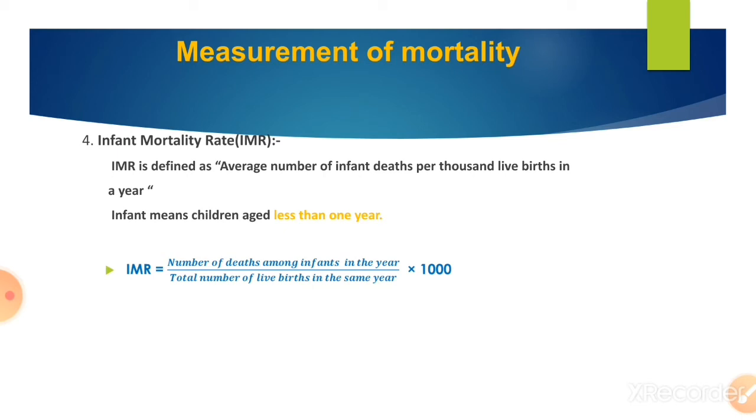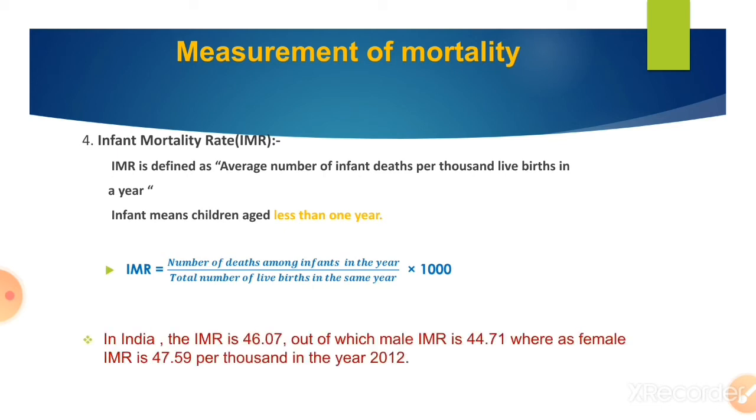Stillbirth refers to a child which is dead even before delivery. The rate can be calculated for males and females separately. Here, IMR indicates the level of health, nutrition and socio-economic development of a region. In India, the IMR is 46.07, out of which male IMR is 44.71, whereas female IMR is 47.59 per 1,000 in the year 2012.